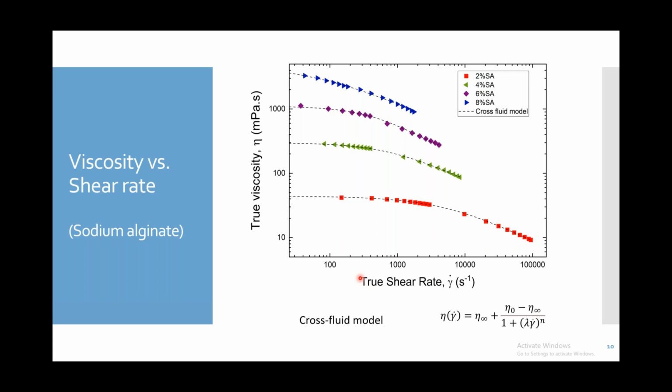As an additional analysis, here we used the Cross fluid equation to model our non-Newtonian fluid and extract some information about our solution. In the Cross fluid equation, eta naught is the zero shear viscosity, eta infinity is the infinite shear viscosity plateau, and lambda is a characteristic time scale. So the experimental data were fitted nicely to a Cross fluid model, and zero shear viscosity was estimated by extrapolation.